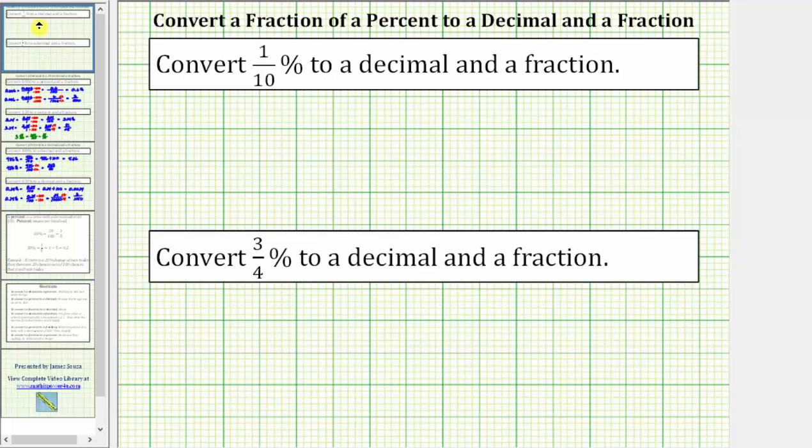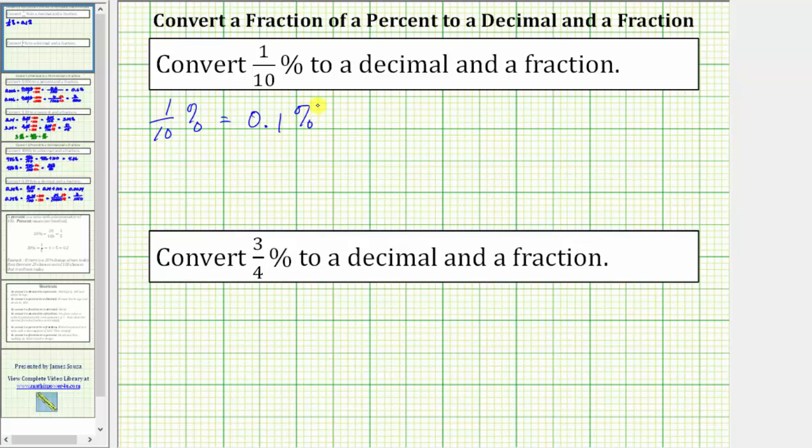So going back to our first example, we're given 1/10 of a percent. We want to convert this to a decimal and a fraction. Well, beginning with 1/10 of a percent, let's write 1/10 as a decimal. 1/10 is equal to 0.1. 1/10 of a percent equals 0.1%.